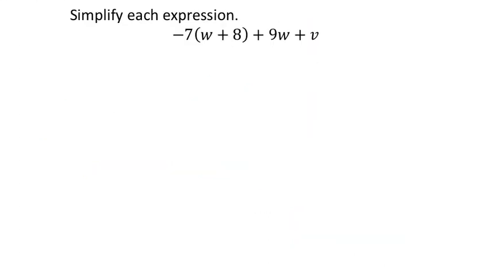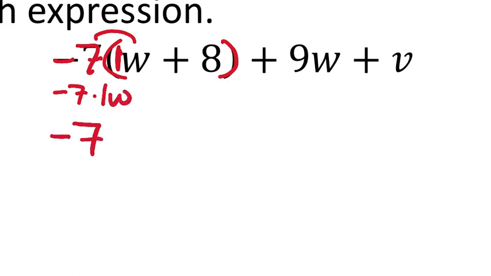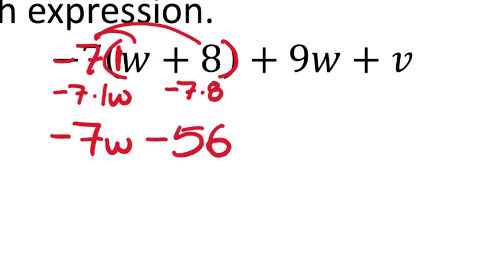Now, you gotta be careful on problems like this, and we'll show why. But first off, we got this negative 7 here that we need to distribute into the parentheses. Now, I'm gonna show that 1W right there, the phantom 1. So that would be negative 7 groups of 1Ws, which would result in negative 7 Ws. And then also the negative 7 multiplied by the positive 8. That results in negative 56.